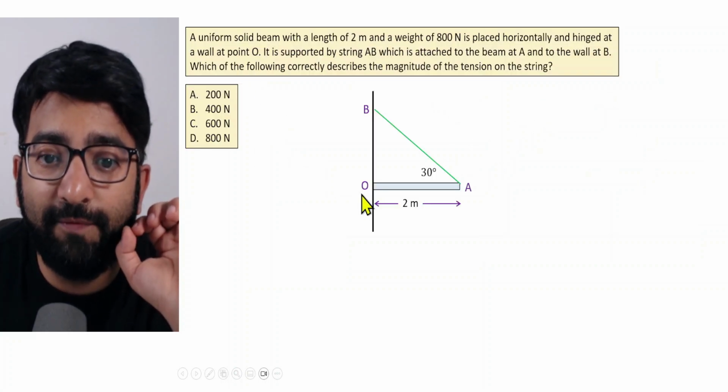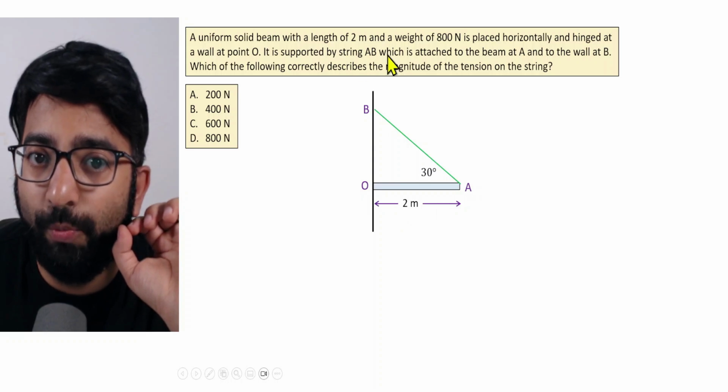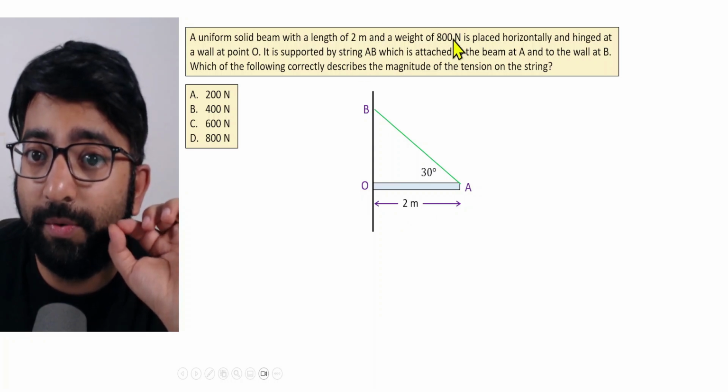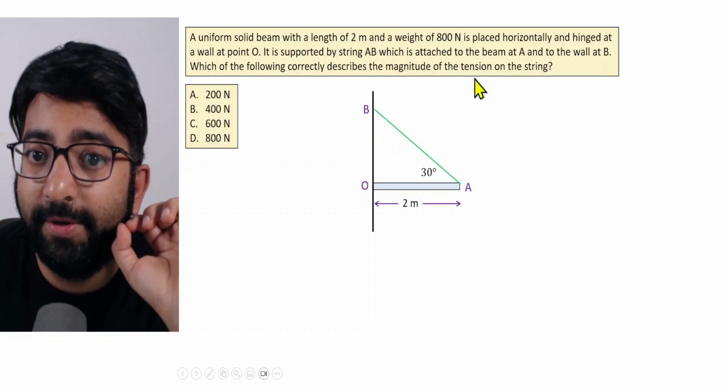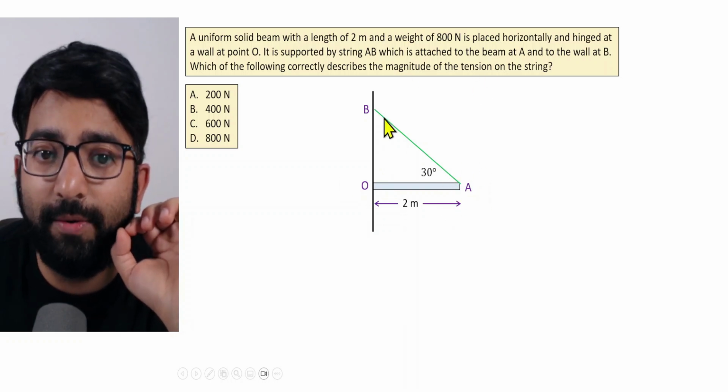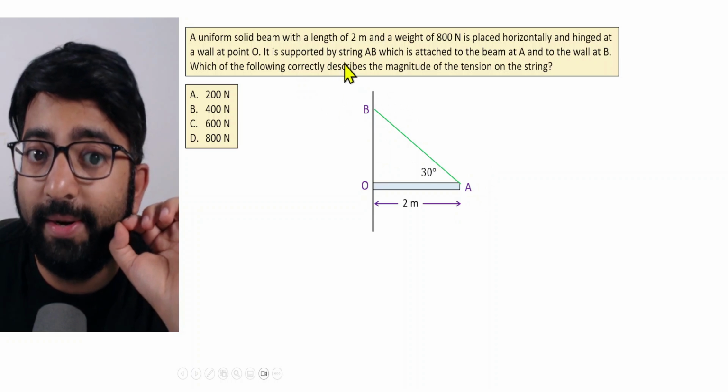So here we have a uniform solid beam whose length is 2 meters and the weight is 800 newtons. The beam is in the horizontal direction as shown. It is hinged on the wall at the point A. The beam is supported by a string AB, which is attached to the beam at A and to the wall at B. Which of the following describes the magnitude of tension on the string?